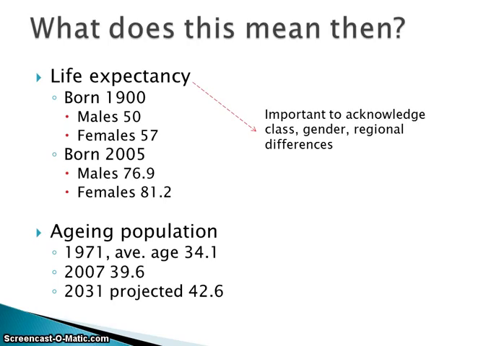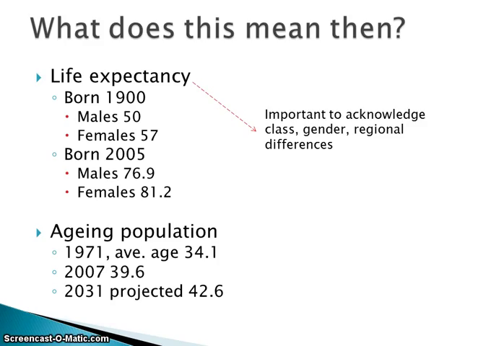So what does this mean, then, in terms of populations? Well, life expectancy has obviously increased. At the turn of the century, men were going to live until around 50 and females 57, and this has increased by quite a lot. In 2005, the average age was just short of 77 for a man and well over 80 for females.